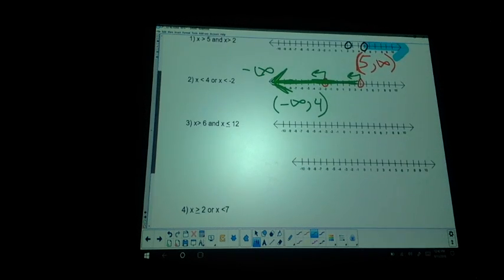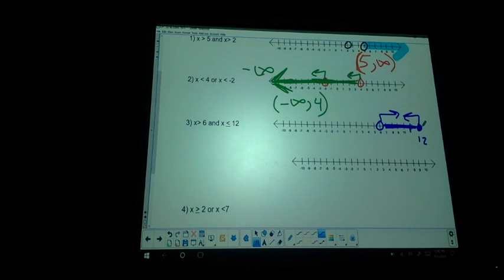All right, let's try this next one. Greater than 6, open dot. So this is going this way. Less than 12, solid dot, going this way. We're using the word and, so this is the only region we shade.